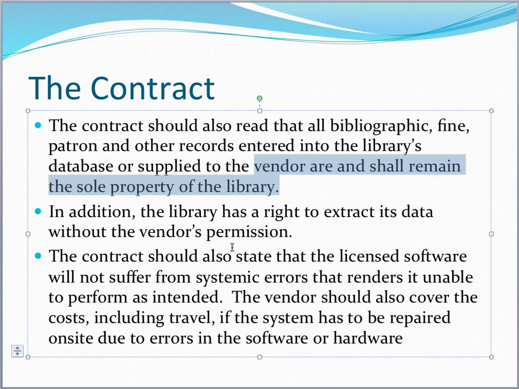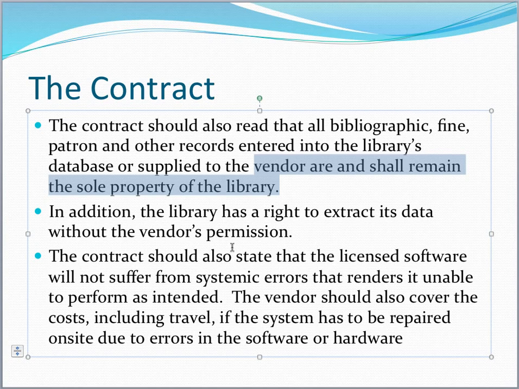The contract should also state that the licensed software will not suffer from systematic errors that render it unable to perform as intended. The vendor should also cover the cost, including travel, if the system has to be repaired on site due to errors in the software and or the hardware.